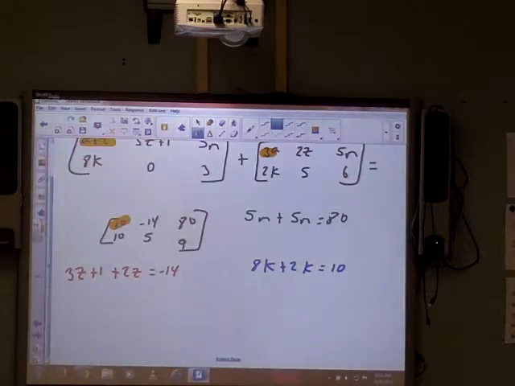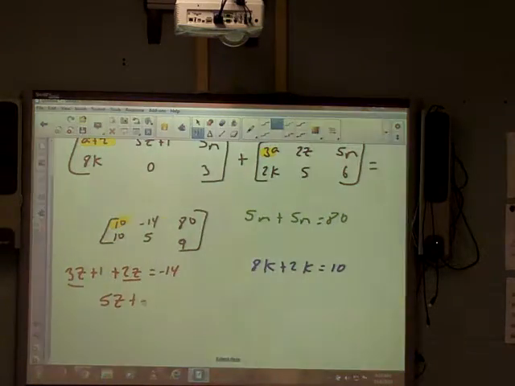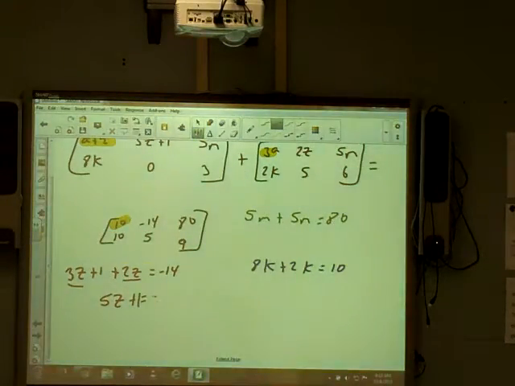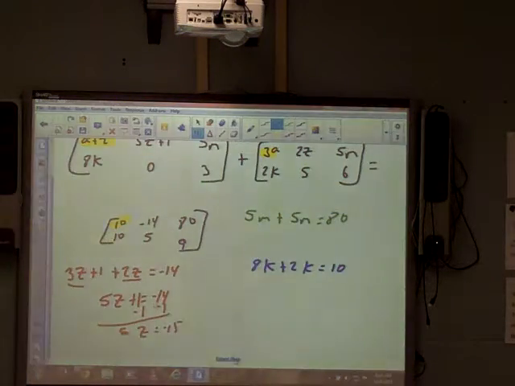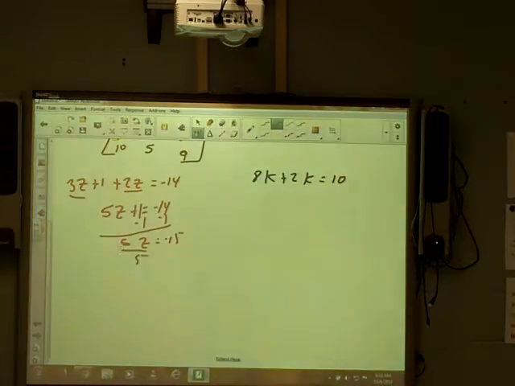So down here on my red, that would get me 5z plus 1 equals negative 14. Two-step middle school equations. Subtract your 1. 5z is negative 15. So what'd you get for z? Z would be negative 3. How'd you do on your z? Get it? Pretty easy stuff.